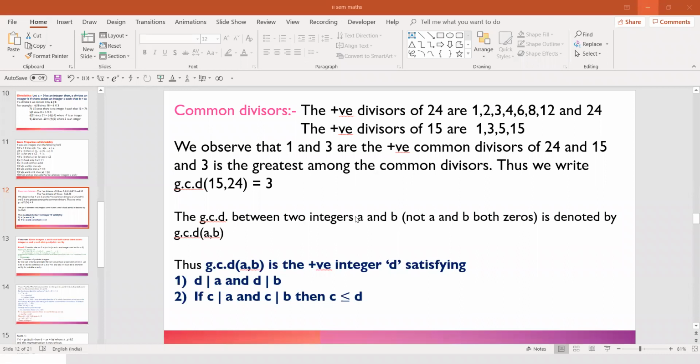If a and b are given, so this is the formal definition. GCD of a and b is a positive integer d. This is the first condition for the greatest common divisor. Greatest common divisor is always positive, and it divides both. And if c is any other common divisor, it is less than that. d is the largest of all common divisors.